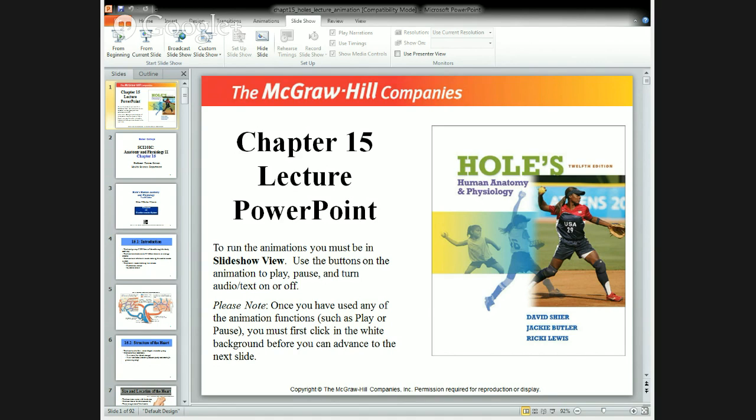And here's an animation of an arteriole. You see the muscular ring around the arteriole. And a smaller branch would be the capillary.